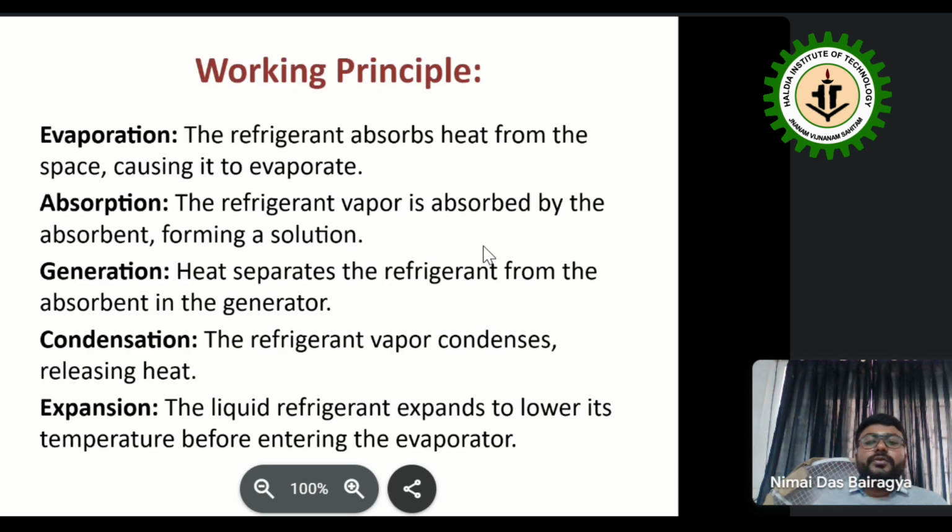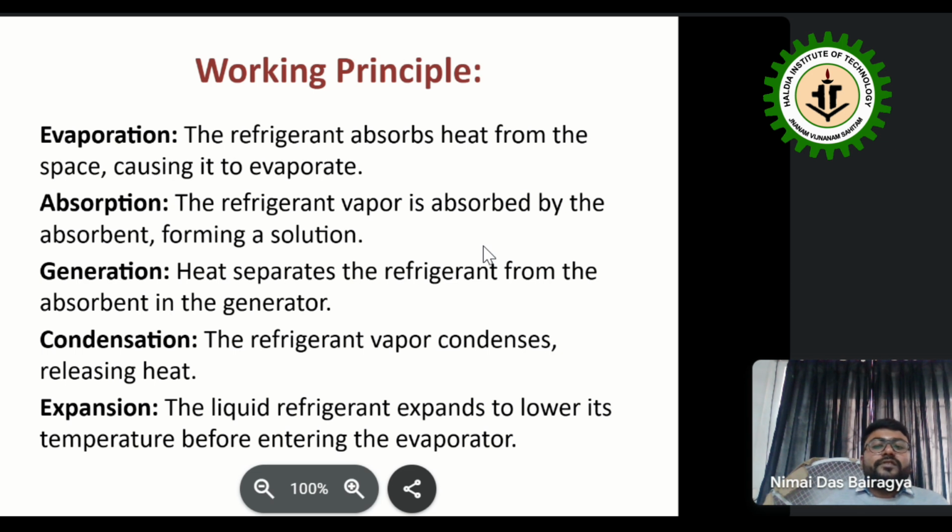Working principle. Here basically we can observe five working principles. At first, evaporation. Evaporation is done in the evaporator. So what happens there? In the evaporator, the surroundings of the evaporator give up heat, which is absorbed, and the liquid refrigerant turns into gas. So here a phase change happens from liquid to gas of the refrigerant. This is the working principle of the evaporator, that is the principle of evaporation.